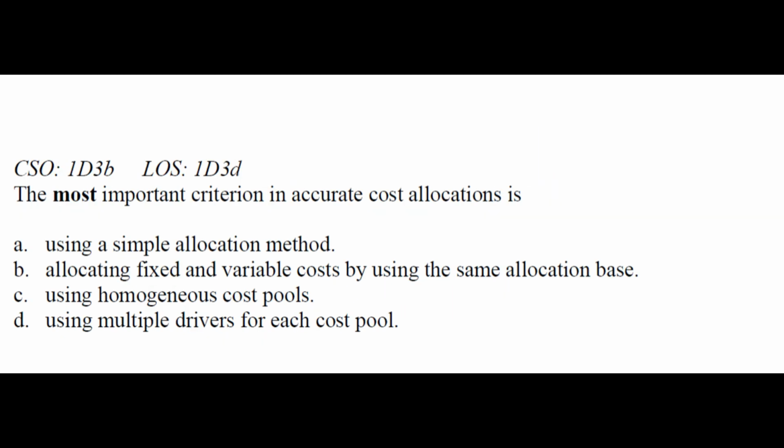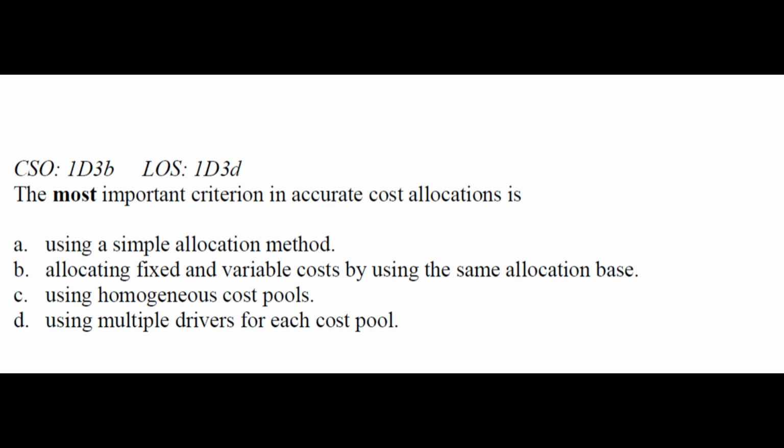This question tests the fundamental principle of cost allocation accuracy, particularly in management accounting and activity-based costing, ABC. Key ideas. The goal of cost allocation is not simplicity, but accuracy and relevance. Accurate allocation depends on how well costs are traced to their actual cost drivers, the factors that cause costs to be incurred. In ABC and modern costing systems, costs are grouped into cost pools, and each pool should reflect a similar cost behavior pattern. Key principle is cause and effect relationship. Costs should be allocated based on the real activities that generate them.